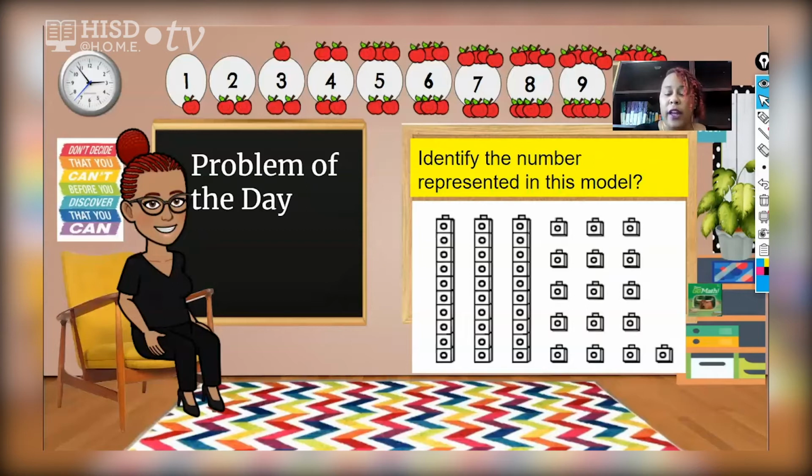What did you get for your answer? And how did you get your answer? First, let's take a look at what we see.